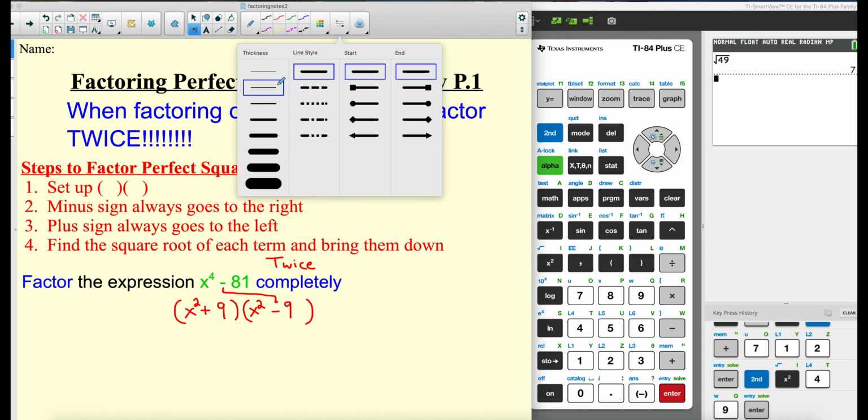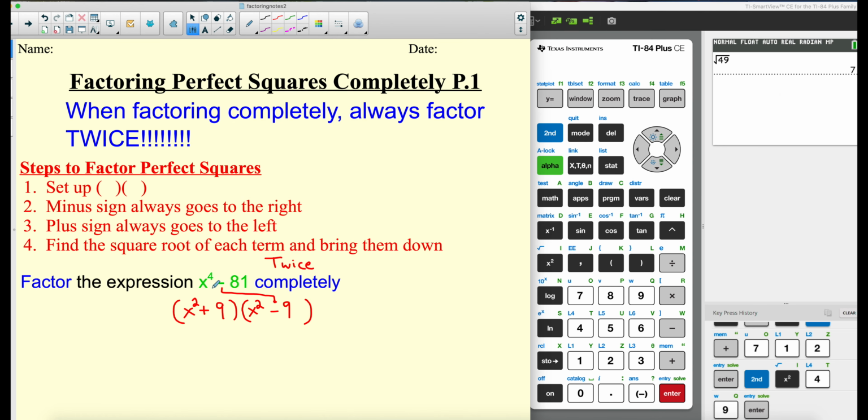So you have to look carefully at your answer. You have an x squared plus 9 and an x squared minus 9. Which one of these is a perfect square that I could factor one more time? Notice they both have the same variables and they have the same number. But notice this one has a plus, this has a minus. What did we always say? Perfect square binomials always have to have a minus. You cannot factor this. It has a plus sign. Therefore, this is the binomial that we can factor one more time.